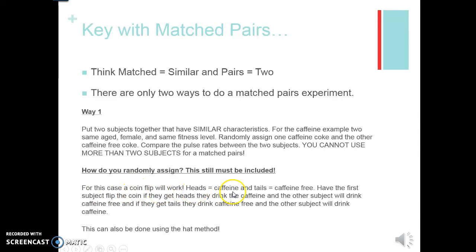So in this case, we'll say heads is caffeine and tails is caffeine free. What we'll do is we'll have the first subject flip the coin. If they get heads, they drink caffeine, and the other subject will drink caffeine free. If they get tails, they'll drink caffeine free, and the other subject will drink caffeine. Now notice when you're explaining the coin flip, you have to make sure that you state what happens when they flip the coin. You have to state if they get heads, they drink caffeine, and don't ignore the other subject. Make sure you state that the other subject will drink the caffeine free, and then make sure you state what will happen in the other case if they get tails. So you want to include both of those in your explanation of how you're going to randomly assign.